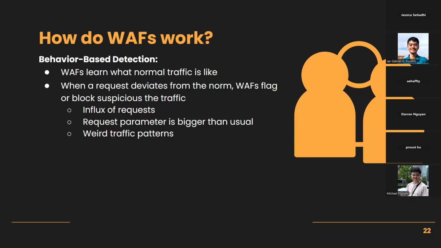It could see if a request parameter is bigger than usual, which could be indicative of cross-site scripting, because scripts can be pretty big. And so if there's a packet that has a lot of text, it could flag that as unusual, and other weird traffic patterns. The behavior-based detection has its own set of what looks normal, and if there's anything that deviates from the norm, it's going to flag it or block it.